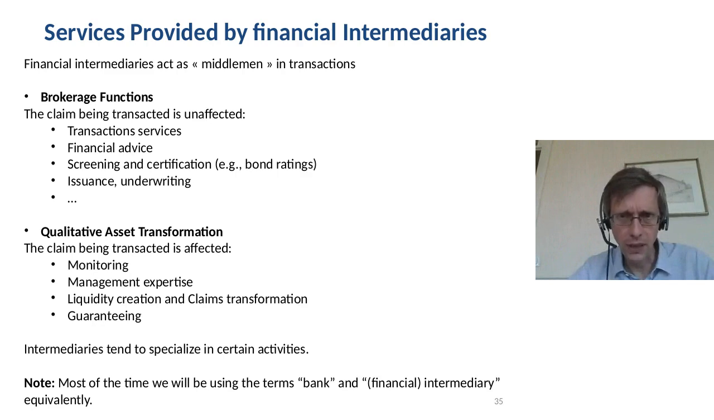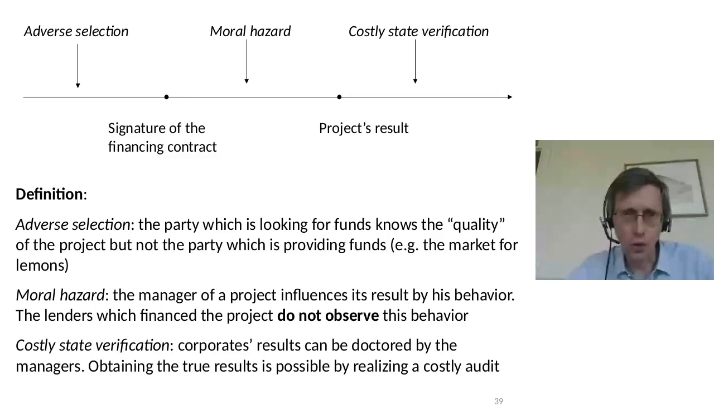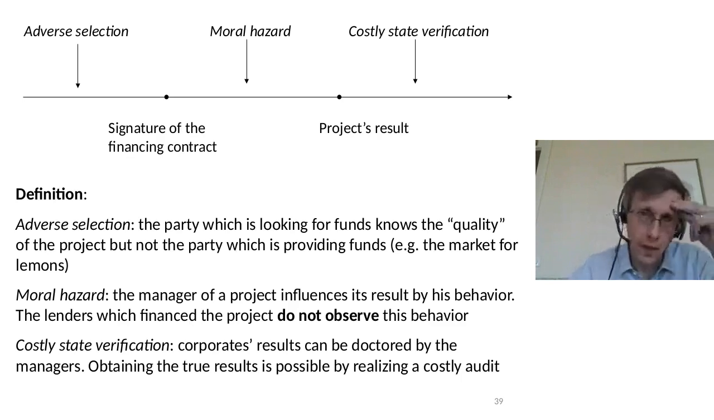So we started with this notion of asymmetric information between two parties. I told you that there are three problems associated with asymmetric information. The first one is called adverse selection, the second one moral hazard, and finally a third one called costly state verification. I also told you that along the lifetime of a financial contract, the three different problems are important but at different times.